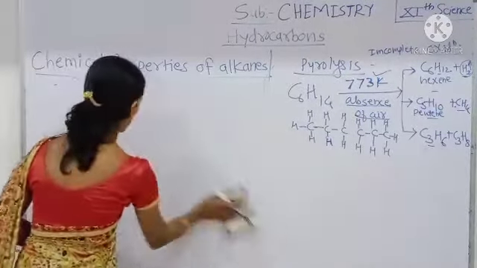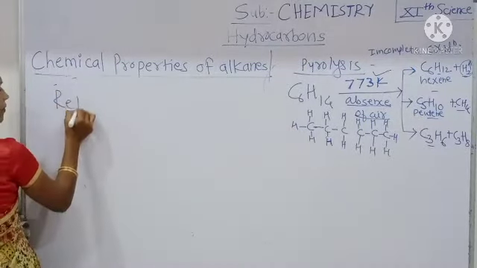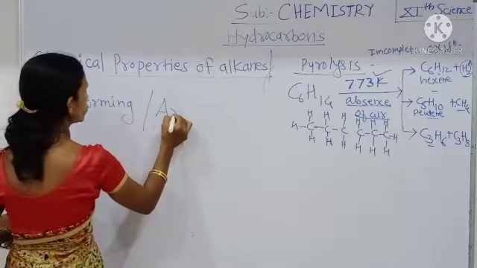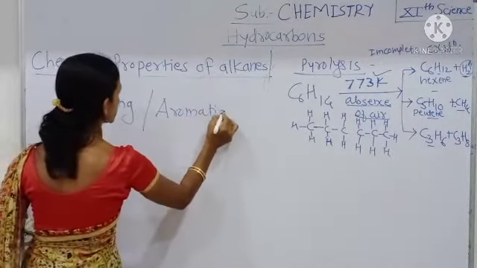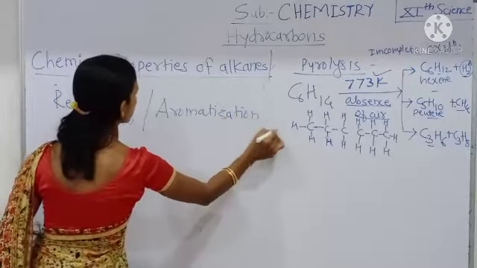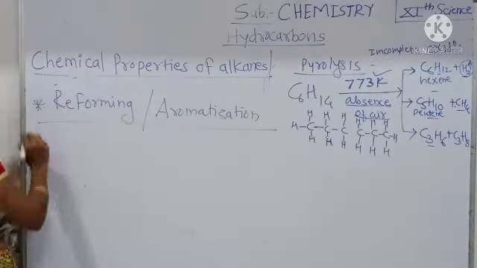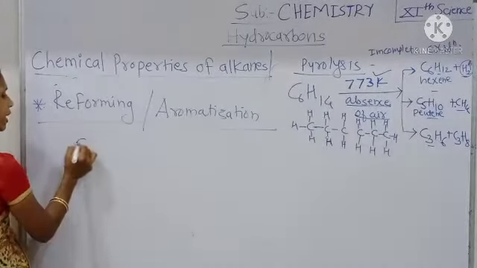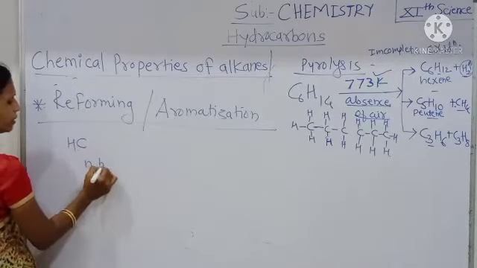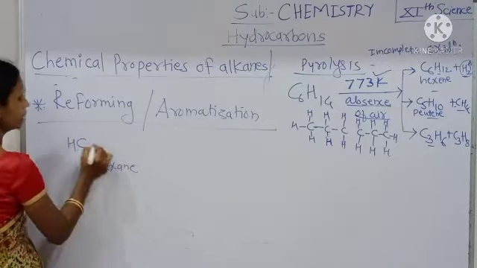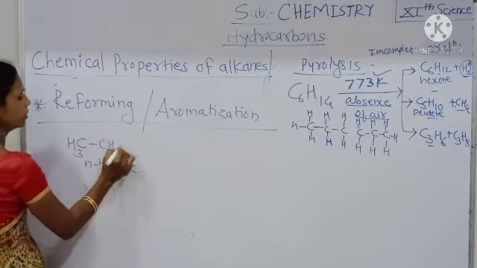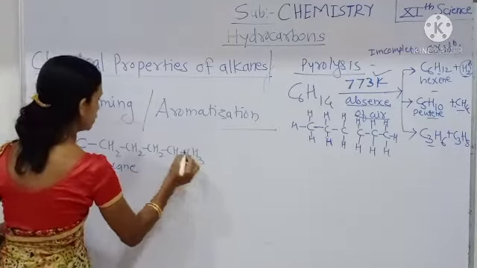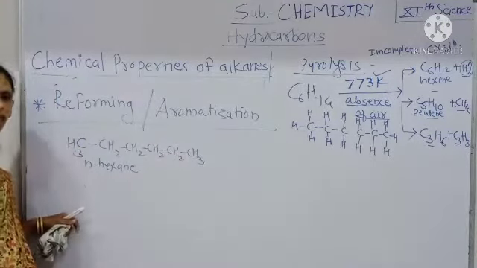And the last chemical property of alkane is the reforming reaction, which is also known as the aromatization process. Reforming or aromatization process. For example, hexane, that is N-hexane, CH3, CH2, CH2, CH2, CH3, that is a normal chain, straight chain alkane.